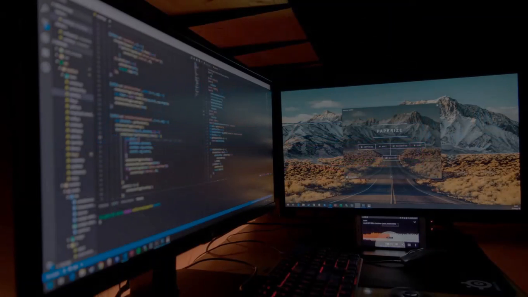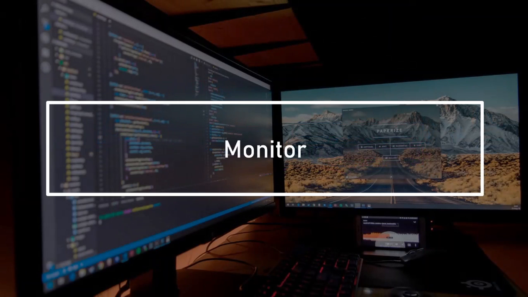So next thing we're going to be moving on to is the monitor. You may not think about the monitor too hard, but you really do need a good monitor when it comes to graphics design. And the reason is because different monitors have different specs as well. You wouldn't think about it normally, but they do.